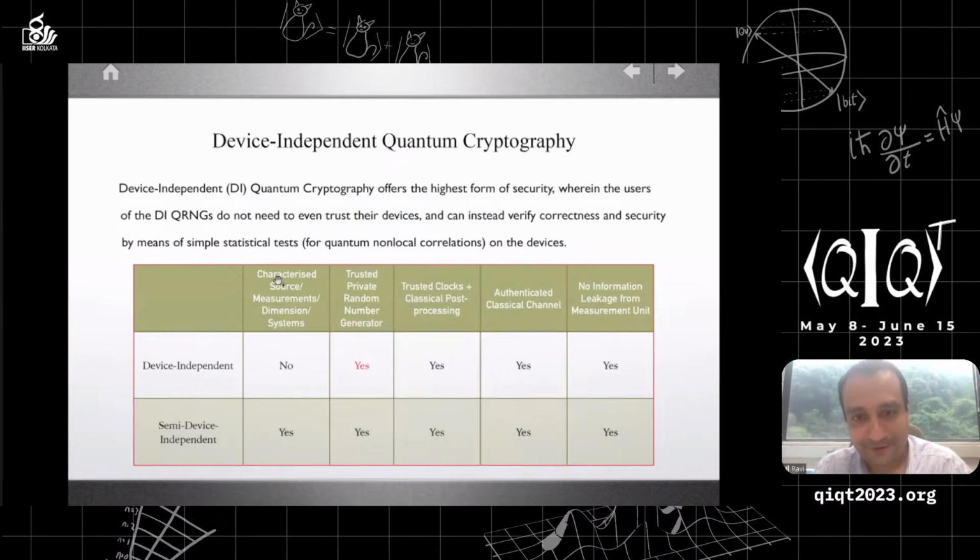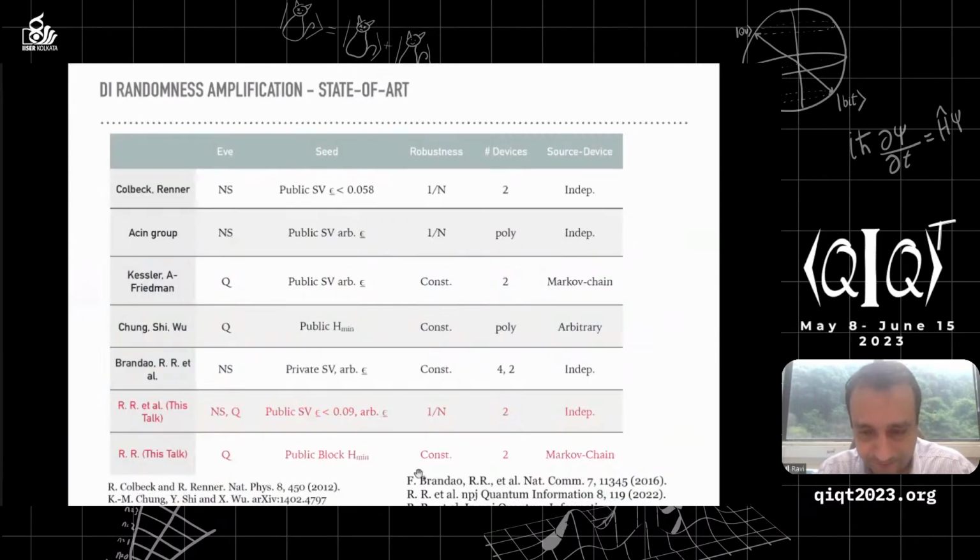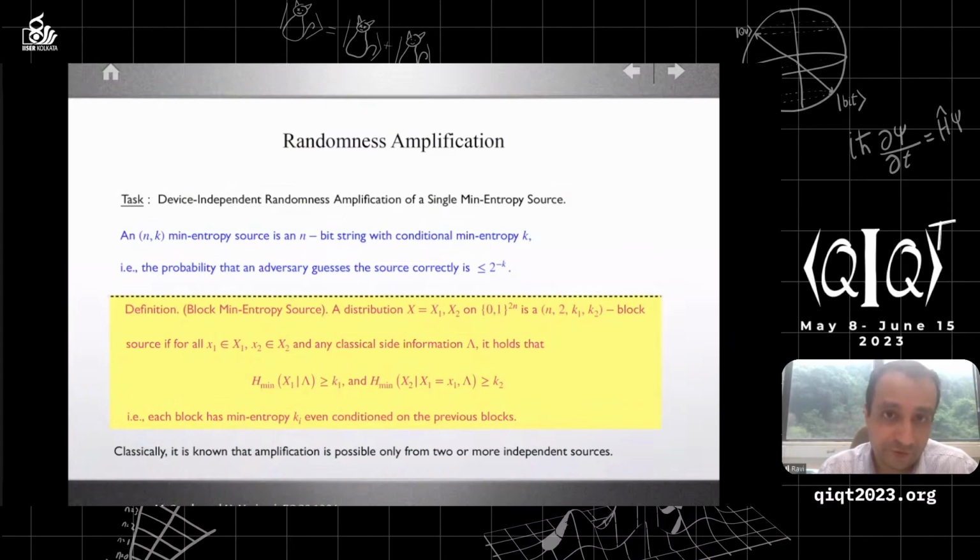Here you can either trust a source. There are what are called measurement device independent protocols, which are being worked on by Professor Hoi Kwang Lo, who was here for a while in Hong Kong. Then there are semi-device independent protocols where you trust the dimensionality of a system. This is based on some prepare and measure scenarios. There are also one-sided device independent protocols that are based on steering, as you say. We also have a steering-based paper, this paper here, for sources against a no signaling adversary.